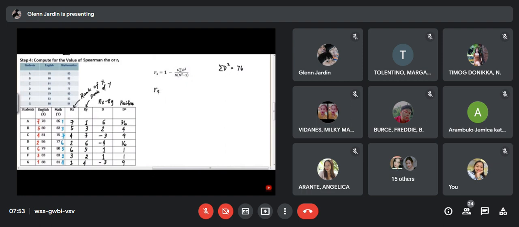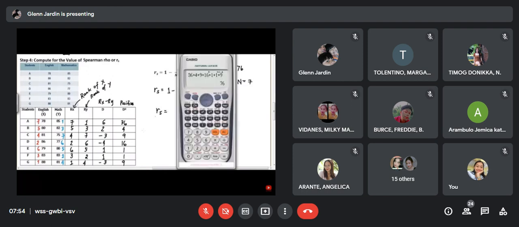Okay? So, solve na natin si R sub S or si rho, si Spearman rho. So, ang formula is 1 minus. So, ito guys, yung 6, kasama yan sa formula. So, 6 times ito. So, ang nakuha natin na summation ng D squared is 76. So, 6 times 76. And then, ang N natin dito is 7 because we have 7 students. 1, 2, 3, 4, 5, 6, 7. Okay? So, ang N natin ay 7. So, itong N na to would be replaced by 7. And then, times. So, N ulit, pero may squared. So, 7 squared minus 1.